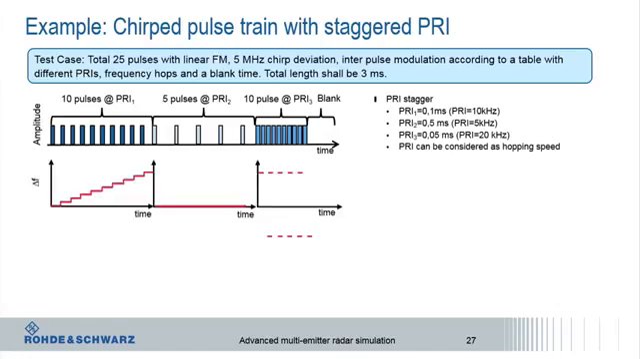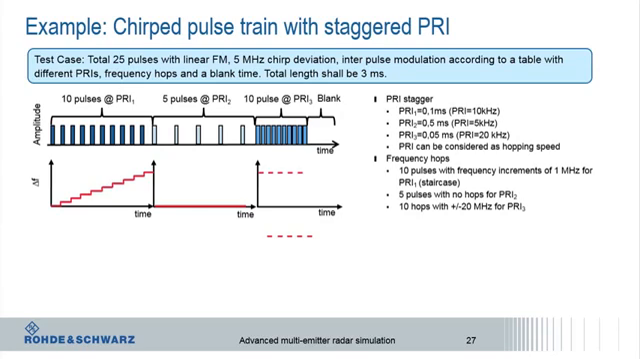In addition, I want to have frequency hops. So I'm increasing the offset frequency from pulse to pulse by 1 MHz first for the first 10 pulses. Then I leave the carrier frequency as it is. And then I want to have frequency hops of plus minus 20 MHz from pulse to pulse. Here are the numbers which I will use later on for the example.